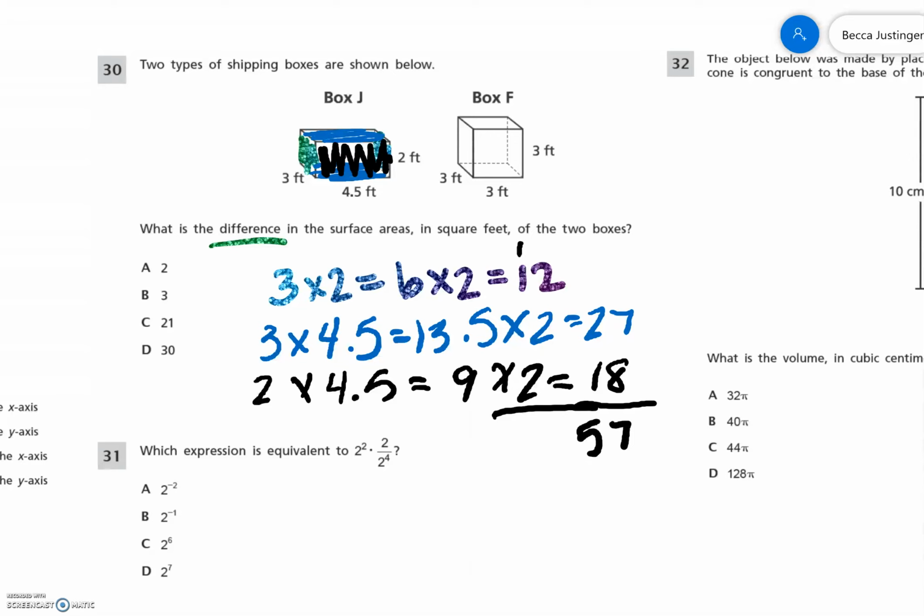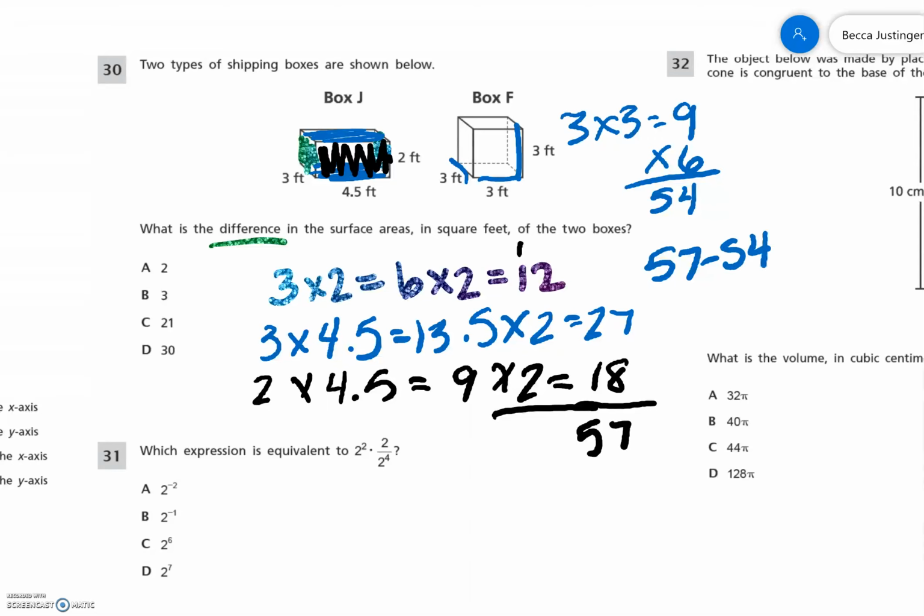Box F, all sides are the same. They're all 3 by 3 by 3. So that's 3 times 3, which equals 9. And there's 6 of them. So 9 times 6 is 54. So the difference, 57 minus 54, is 3.